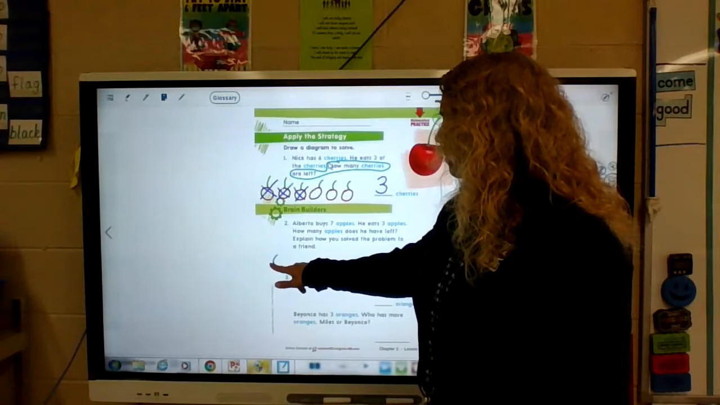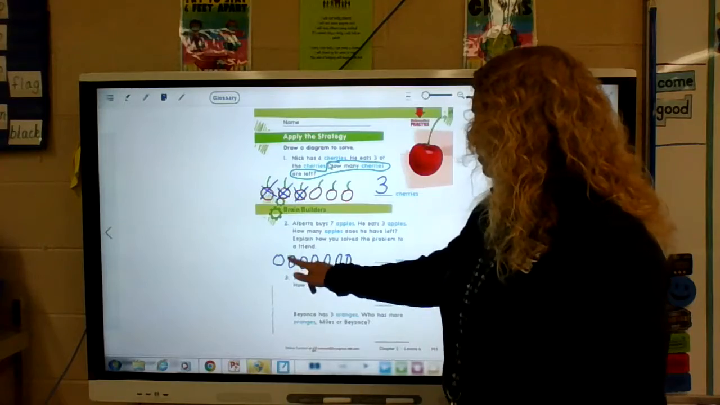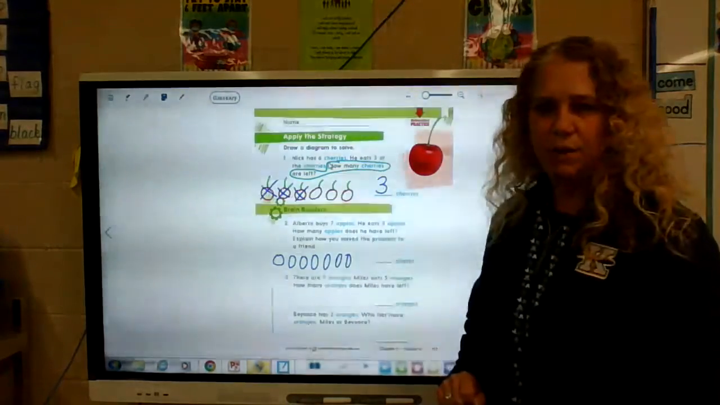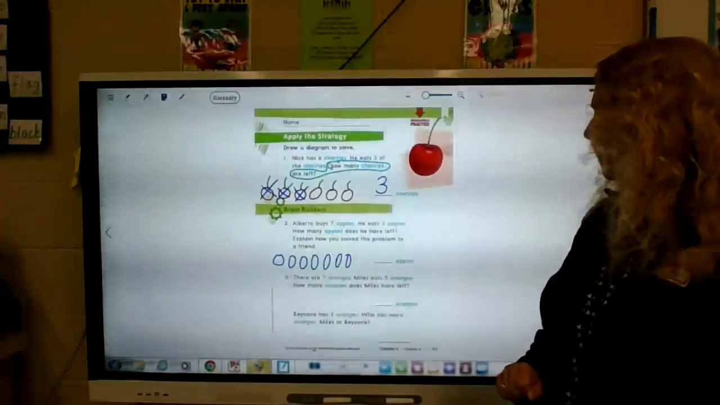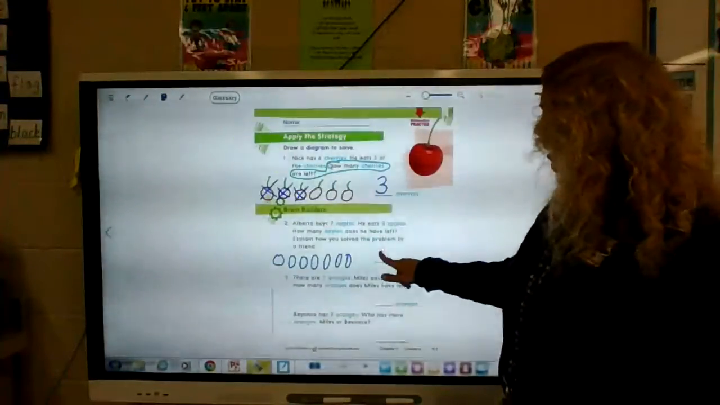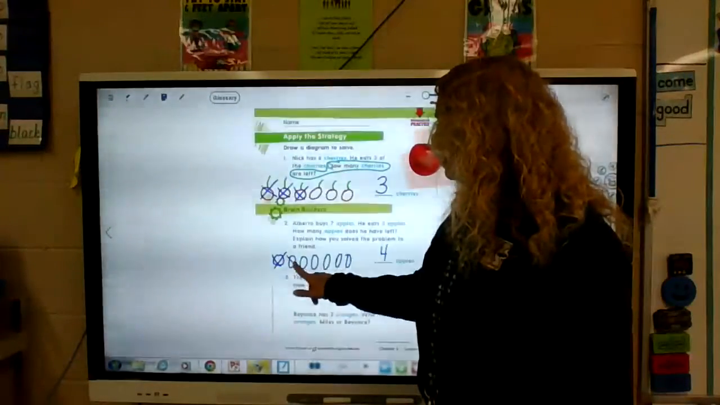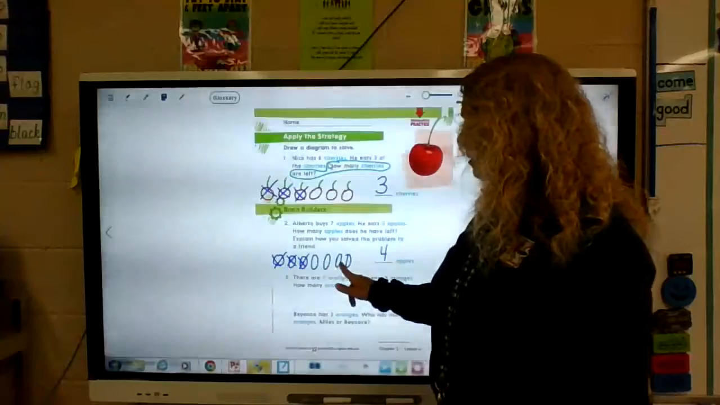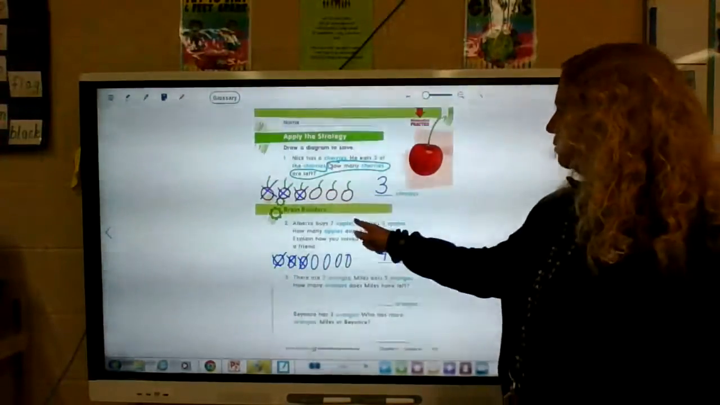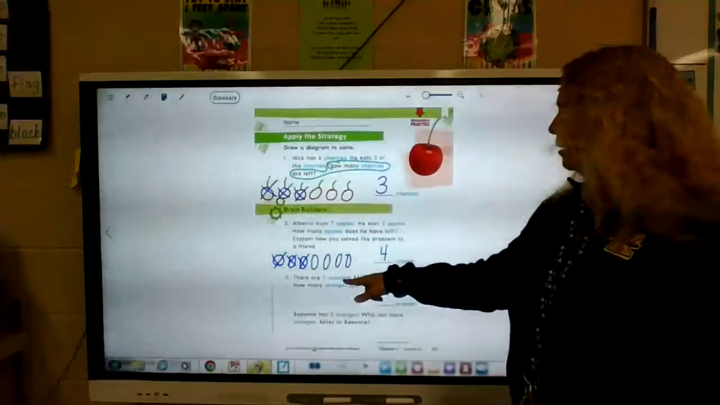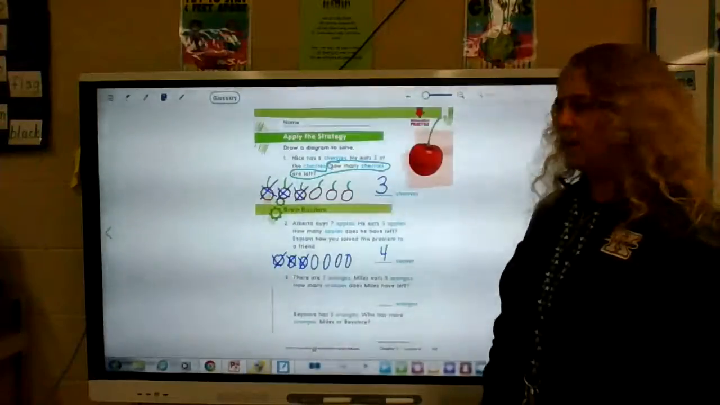Okay, so if he had 7, my apples are kind of funny looking. How many did he have left? What did you get for your answer? Right, 4. He had 4 left. Because if you draw your 7 and you cross off 1, 2, 3, that leaves 4 apples left. And that's a reasonable answer because we started with 7 and we took 3 away. And 3 plus 4 is 7. So that's a good answer.